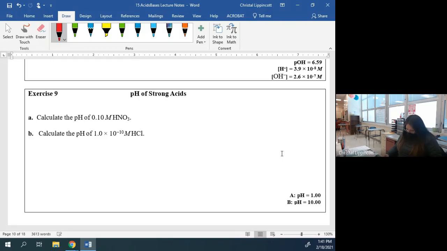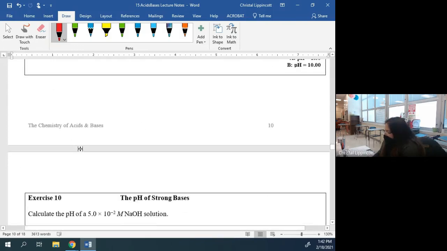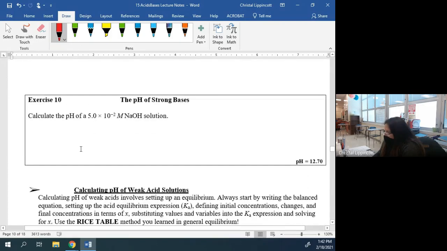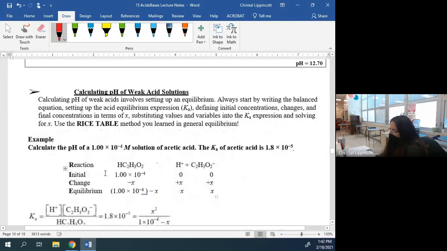Now, I want you going through 310 for your homework tonight. You should be able to get the rest of these done, and then we will pick up tomorrow here. This is where we're picking up tomorrow, calculating pH of weak acid solutions. Homework's through 310 tonight.